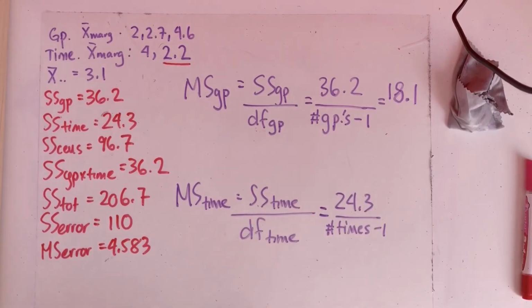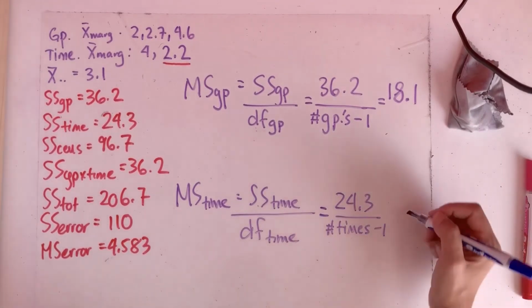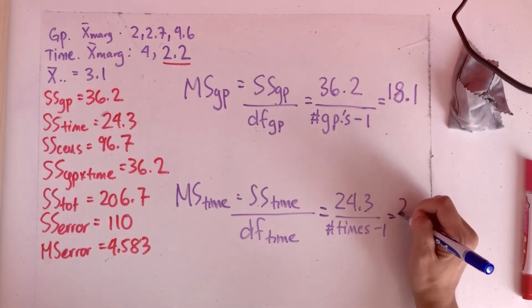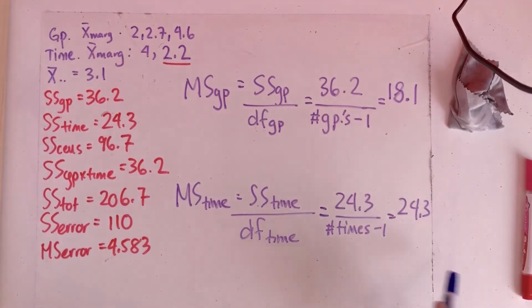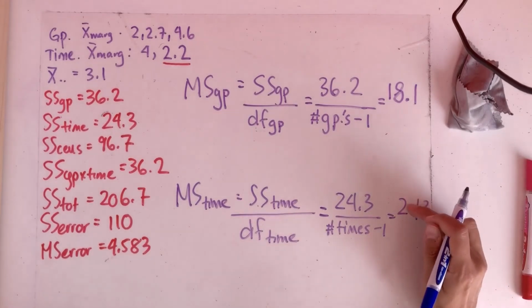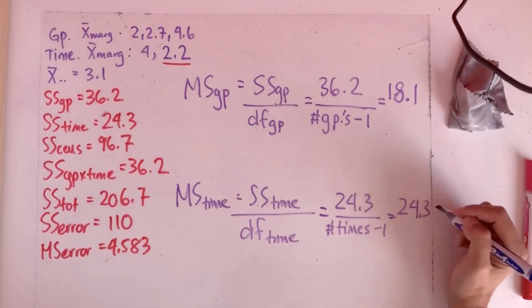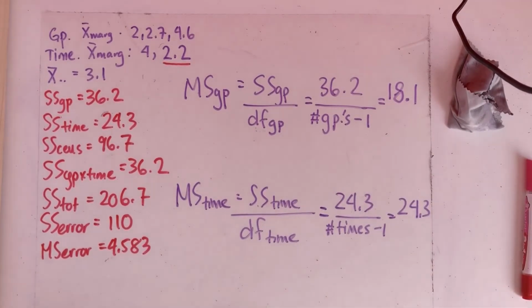So we're going to get just a 1 here, 2 minus 1. So that's just going to give us 24.3 divided by 1, which is 4.3. So now we have our mean squared group and our mean squared time.